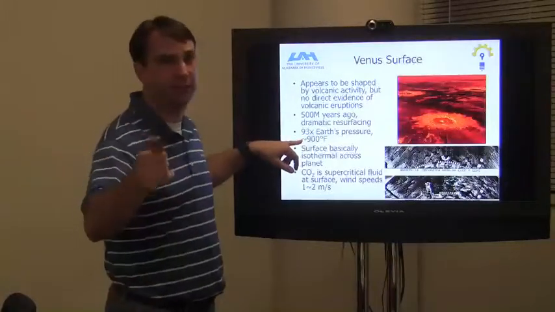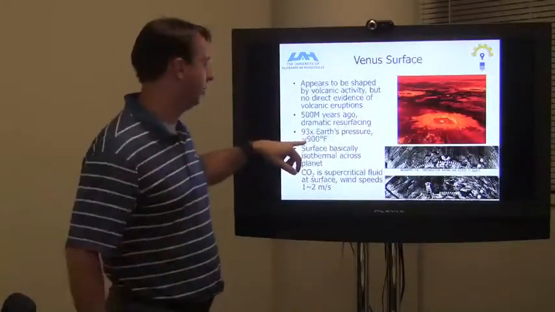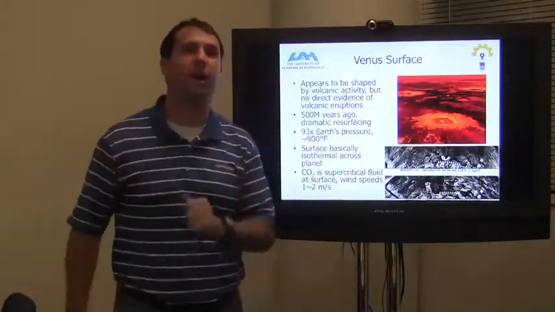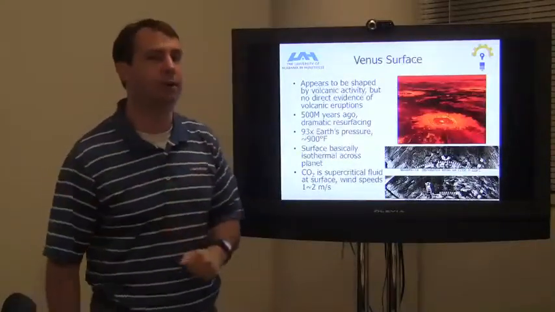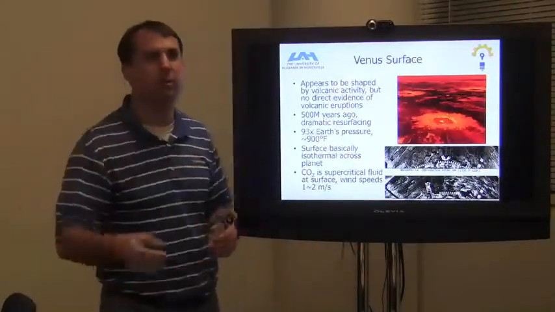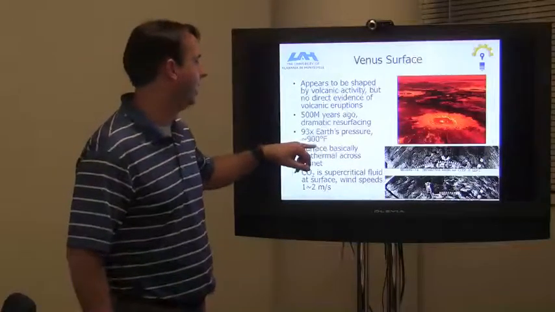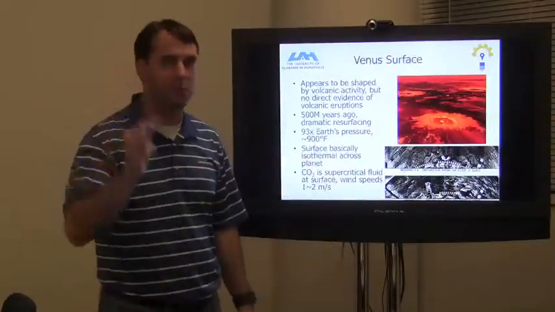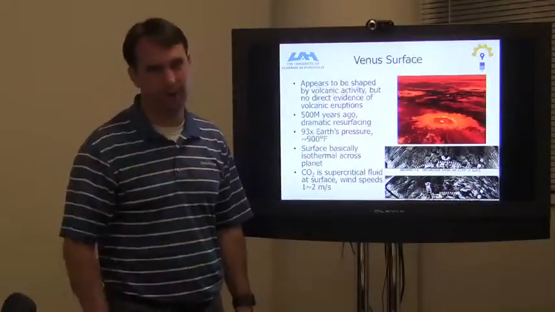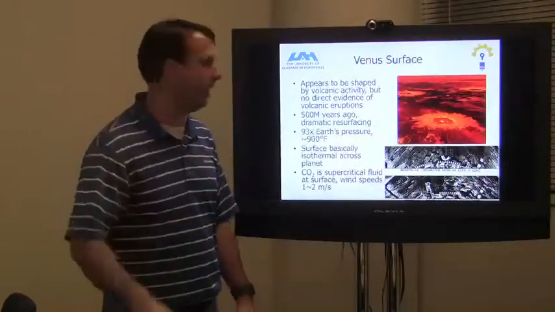At the surface of Venus, as we've talked about in class, the pressure is 93 times that of Earth's atmospheric pressure. Basically, it's 100 times Earth pressure at the surface. And the surface temperature is just shy of 900 degrees Fahrenheit. It's very hot, very high pressure.